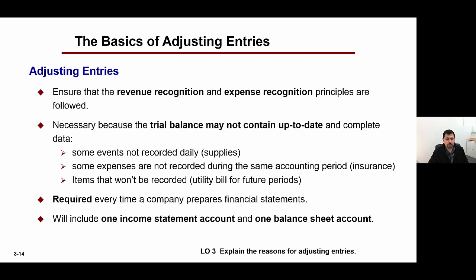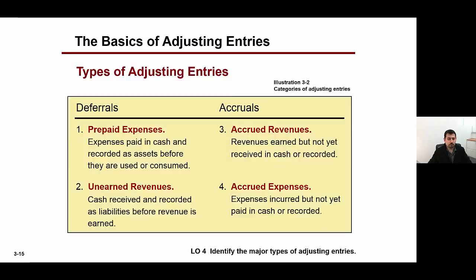And usually those adjusting entries would include one income statement account such as a revenue or an expense, and one balance sheet account such as a liability or an asset. There are two main categories or types of adjusting entries. We have the deferrals and the accruals. So deferrals include prepaid expenses and unearned revenues, whereas accruals include accrued revenues and accrued expenses.